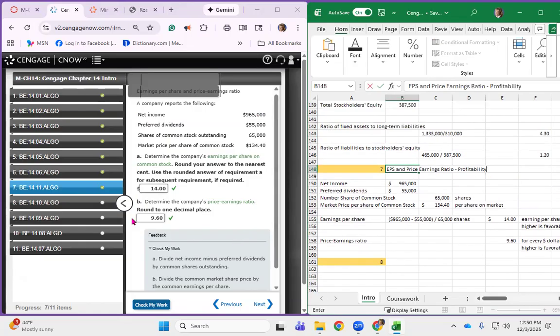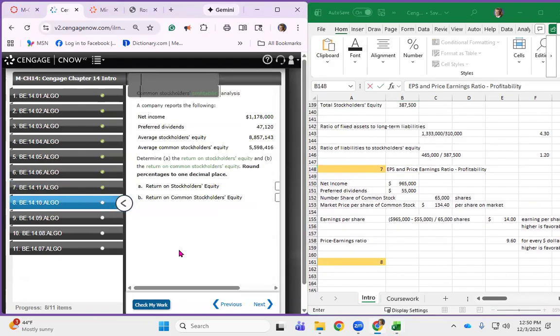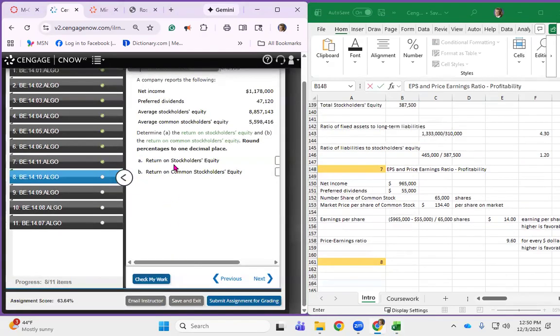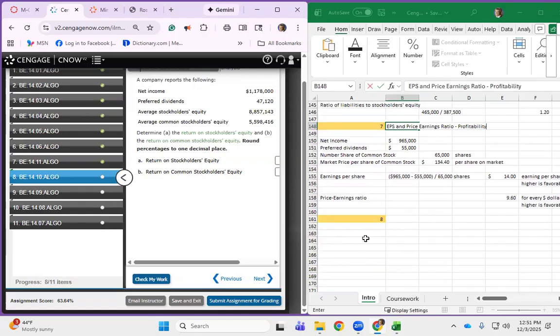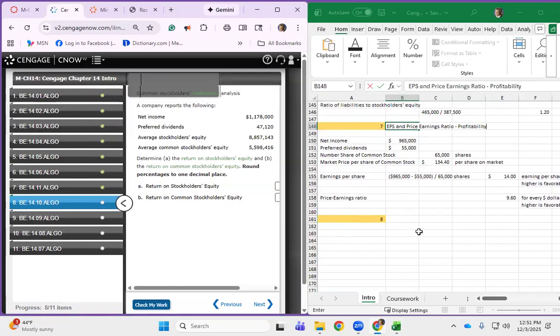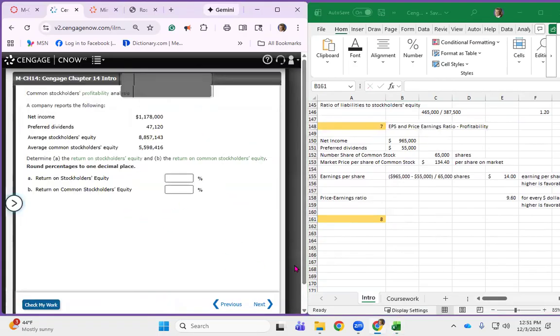Now we're going to do a profitability analysis: return on stockholders' equity, return on common stockholders' equity. Return is the amount of money that you've earned on top of your money. When an investor invests in our business, they hope to get a good return on their investment, a return on their money. So this is profitability analysis for common shareholders.